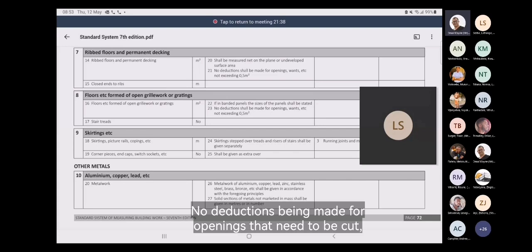No deductions are made for openings that will be cut in there, not exceeding 0.5 meters squared.